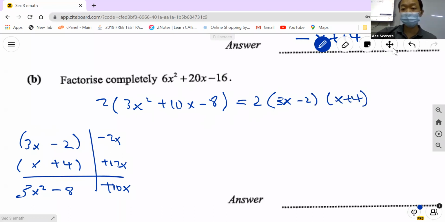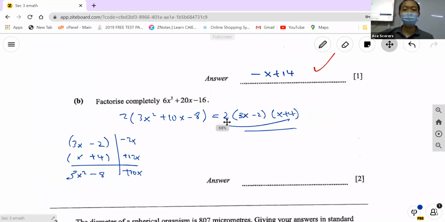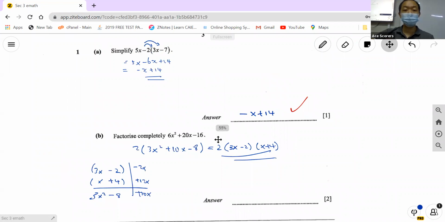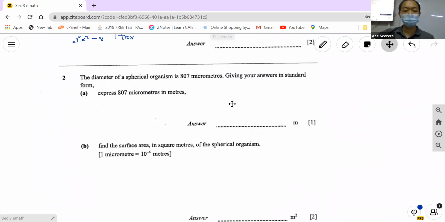Okay, that will give you 2 marks. You have to factorize. Put the 2 outside. Leave the 2 outside, because you factorized this thing straight away, so you had a 2 inside. You have to take it out. Okay? Any question for this? No, move on. Alright, next.